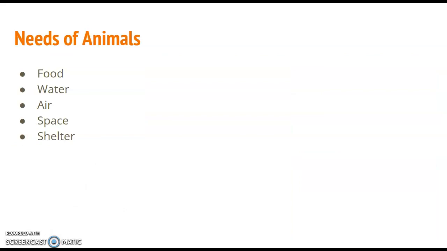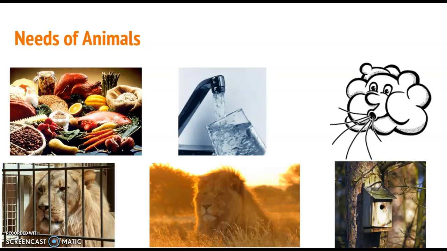The needs of animals. Animals must have food, water, air, space, and shelter. So again, here we see the needs of animals. So animals must have food, so whether they eat plants or meat, they must have water, air to breathe, and then they must have space to grow.